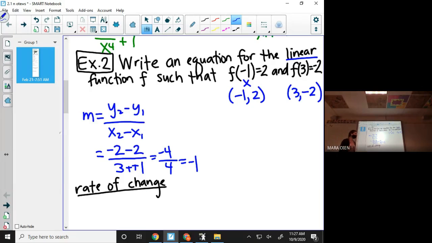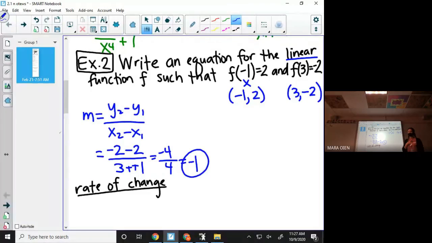be negative 1. Okay. Then I just need to write, they said write a function f. So I want it to be f of x equals, which tells me I probably want it to be y equals mx plus b form. You are going to use this as your slope. You can use either one of those as your point, and we just want to try and get into y equals mx plus b form.